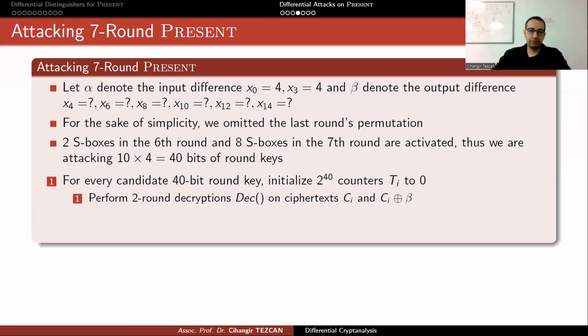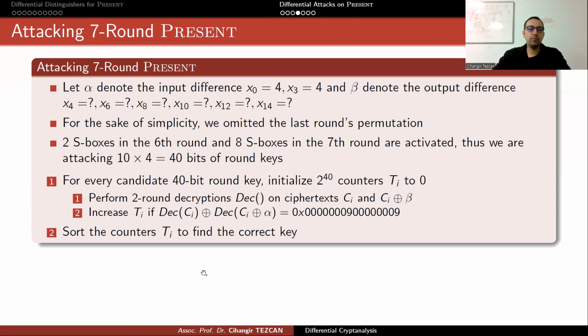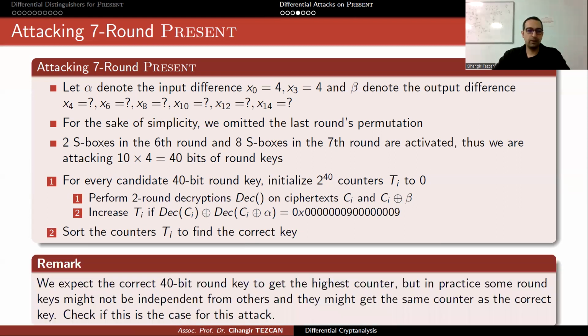But the idea is as follows. Perform 2-round decryptions on ciphertexts C_i and C_i XOR beta. Increase the counter T_i if after 2 rounds of decryption, the difference is in this form. Sort the counters T_i to find the correct key. Okay, so in theory, this is how a differential attack works.